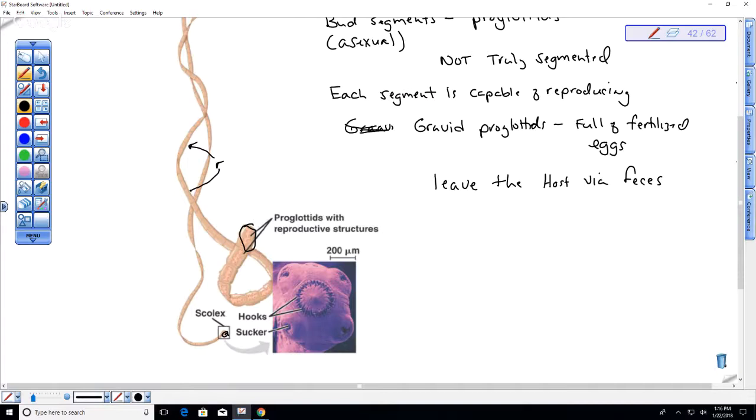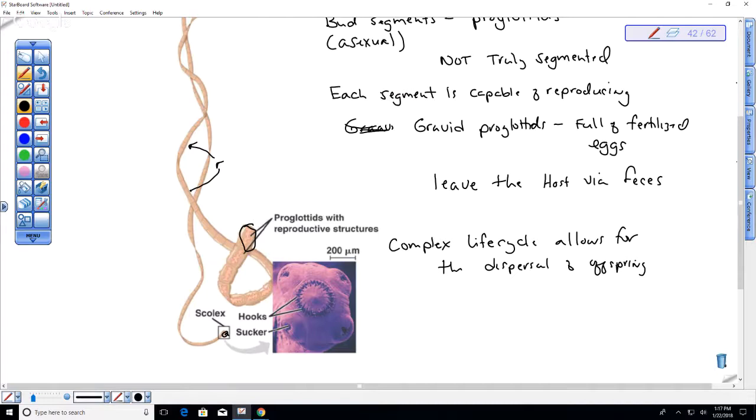Another characteristic of endoparasites is that they have complex life cycles, which allow for dispersal of their offspring. So I'll put complex life cycle allows for the dispersal of the offspring. Because if the offspring just stayed in this host, it would never be able to move to another host, and it would never be able to disperse away from where it originated.